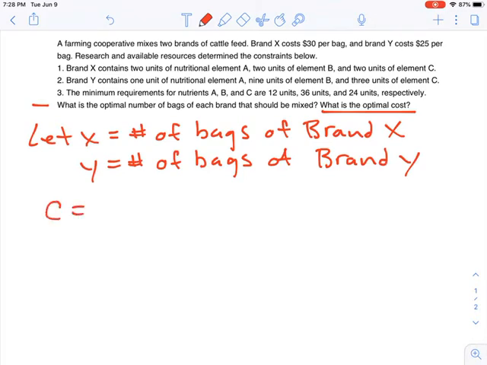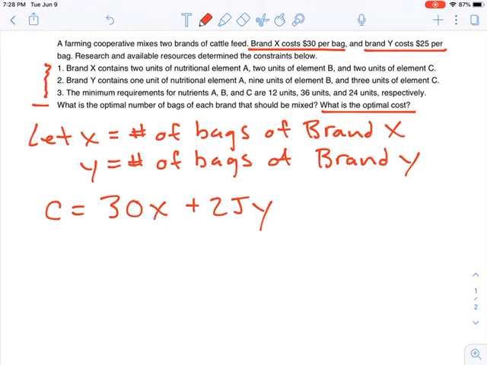And up here we know that brand X costs $30 per bag. So if we take 30 times the number of bags of brand X, we would have the cost of brand X. Brand Y, $25 per bag. So we would take 25 times Y. And that would be our objective function. The next thing that we need to do is find our constraints. And so that's what we're going to be looking for here.